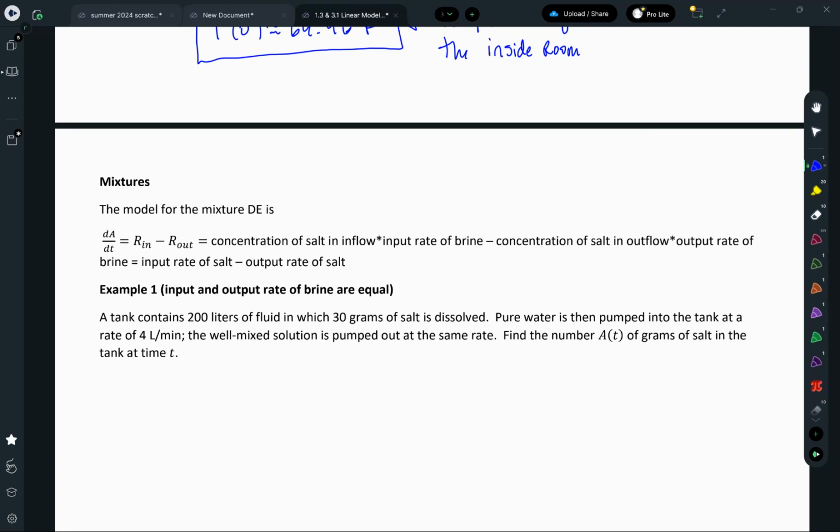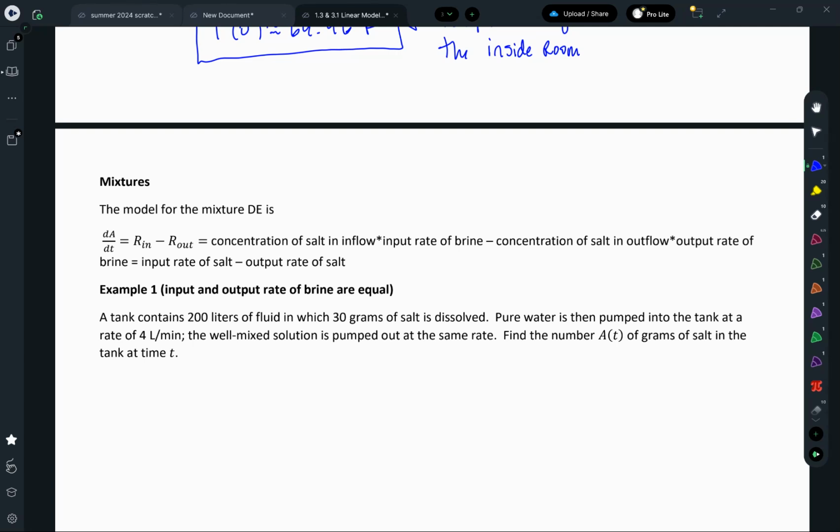A tank contains 200 liters of fluid in which 30 grams of salt is dissolved. You can assume that it gets stirred up; it's a well-mixed solution. Then pure water is pumped into the tank at a rate of 4 liters per minute. There's no salt in pure water, so there is an input rate, just no brine. The well-mixed solution is pumped out at the same rate, which means 4 liters per minute. Find the number, A of t, of grams of salt in the tank at time t.